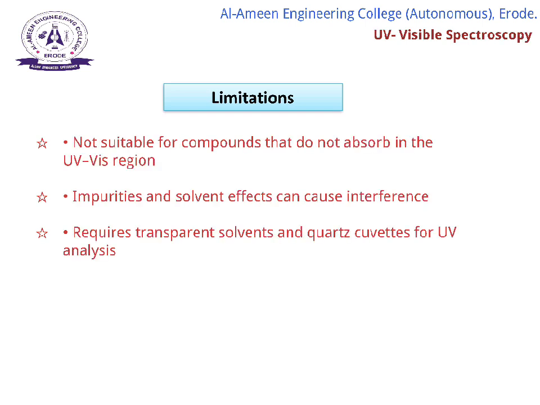The limitation of UV visible spectroscopy is that it is not suitable for compounds that do not absorb in the UV visible region. Next, interference due to impurities or solvents can affect accuracy. It requires transparent solvents and quartz cuvettes for UV analysis.